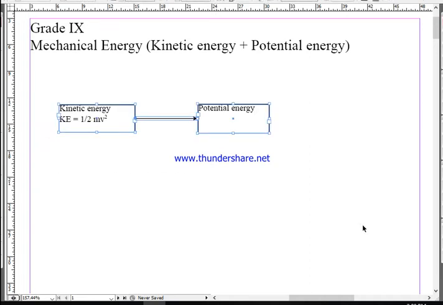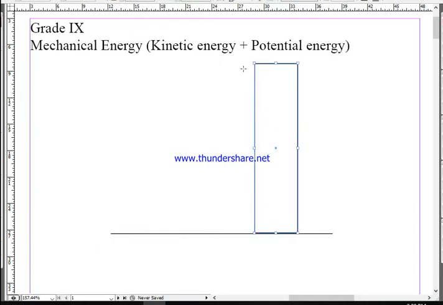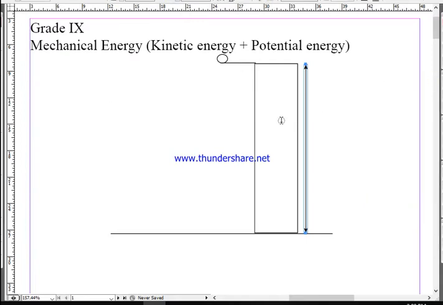So let's discuss it like this. Suppose this is ground level, and there is a building. At the top of the building there is a ball. Let's say the height of the building is 20 meter, and the mass of this object b is 5 kg.